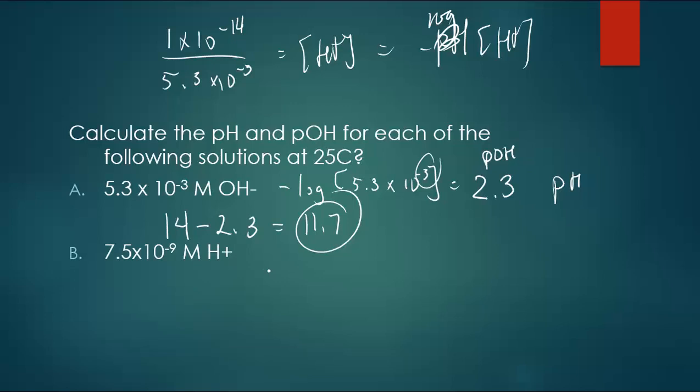How about this one? Find the pOH. So what do we do first? I would find the pH first and then subtract from 14. Or if you want to do the dividing, then be my guest. Enjoy. I think it's a whole lot easier to do negative log and then subtract from 14. Well, it's going to be 8 point something. 8.1, so 5.9.